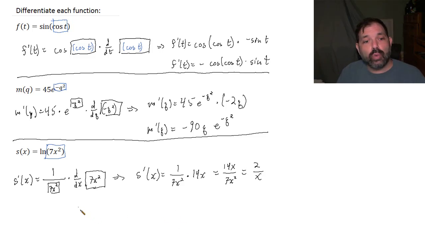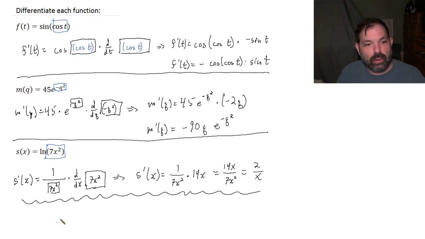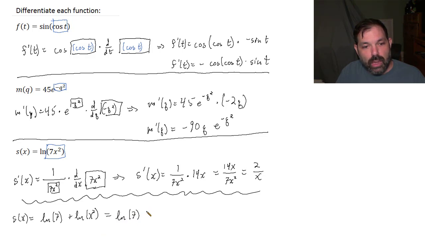An alternate approach would have been to start by using rules for logarithms that we learned back in algebra. So s of x is the natural log of 7x squared. Recall that that's the same as writing the natural log of 7 plus the natural log of x squared, using a property for logarithms, and using another property for logarithms, that's the natural log of 7 plus 2 times the natural log of x. And we could have differentiated from there.